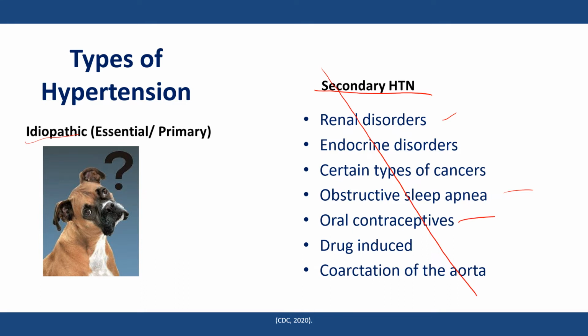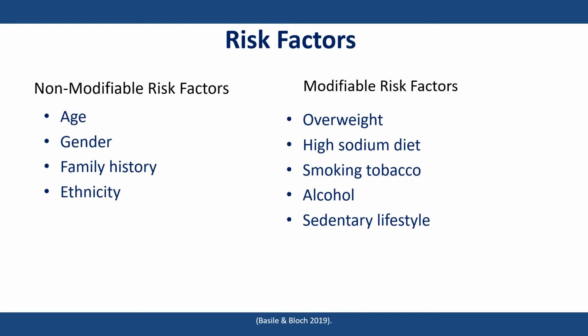Our topic is primary or essential hypertension. That's what we are going to focus on today. Risk factors for hypertension. We can divide risk factors into two different categories. On the left hand side, you have the non-modifiable risk factors. This is something that you have no control over. For example, age, gender, family history, you have no control over that, and ethnicity.